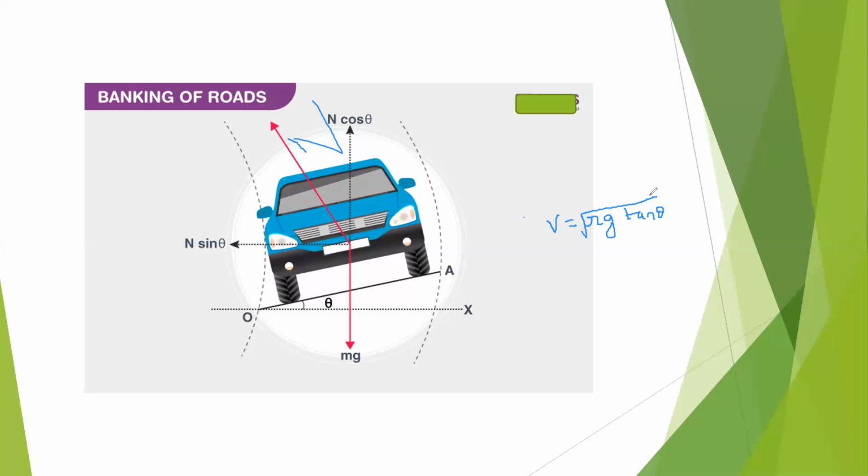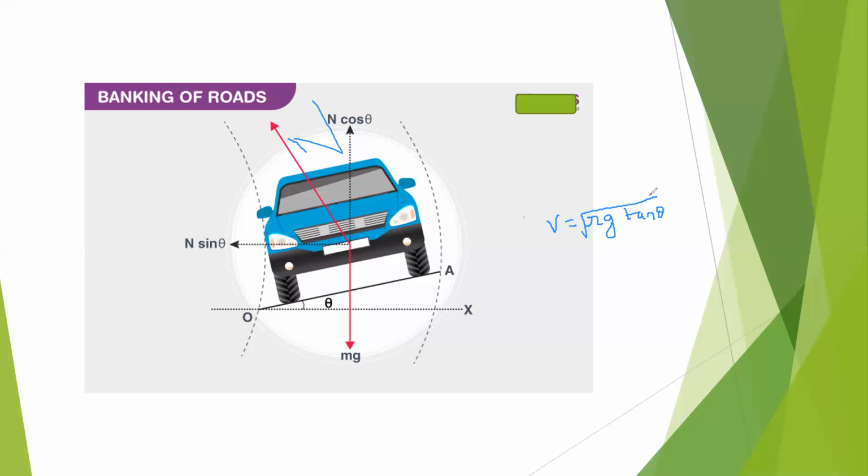This means that if the vehicles are moving with this speed, they will take a safe turn. R is the radius, g is acceleration due to gravity. Theta, you can see in the figure, is the angle between the incline and the horizontal plane. If you substitute all these values, the vehicle should move with that speed so that it will take a safe turn on a banked road, right?